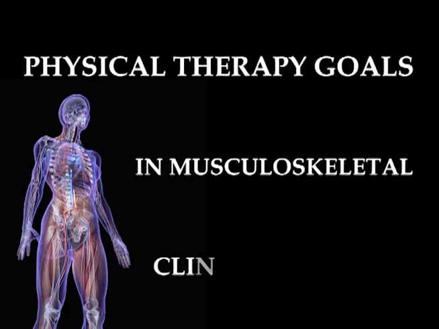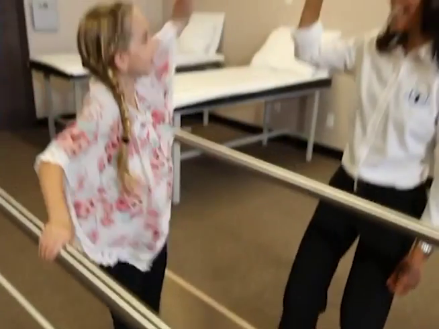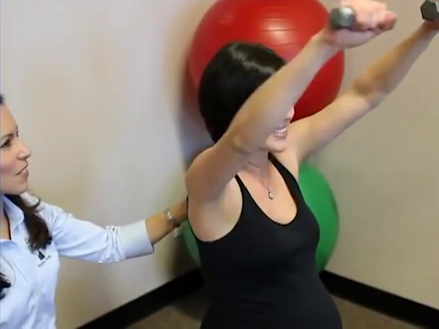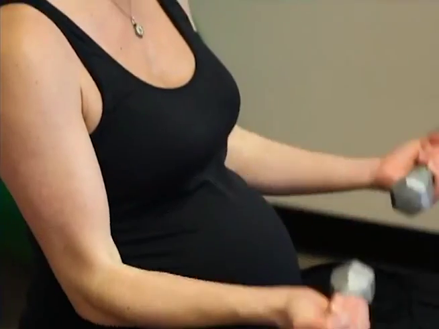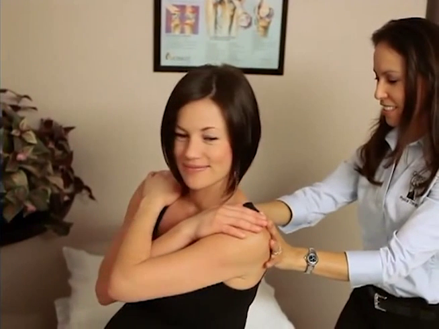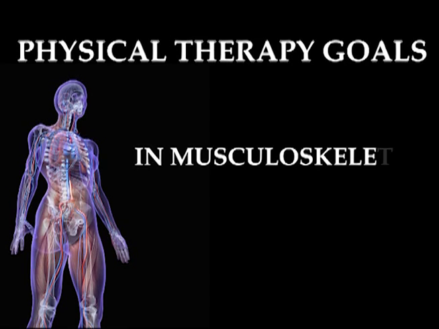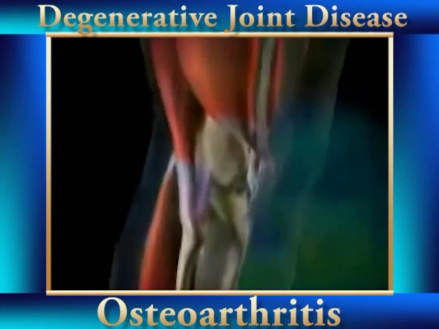General physical therapy goals in musculoskeletal clinical practice include the following: maximizing the patient's function, alleviating the patient's pain, decreasing abnormal stress on the joints, ensuring the patient's use of proper posture, promoting tissue healing, range of motion, and flexibility. Examples of musculoskeletal disorders and interventions: degenerative joint disease.